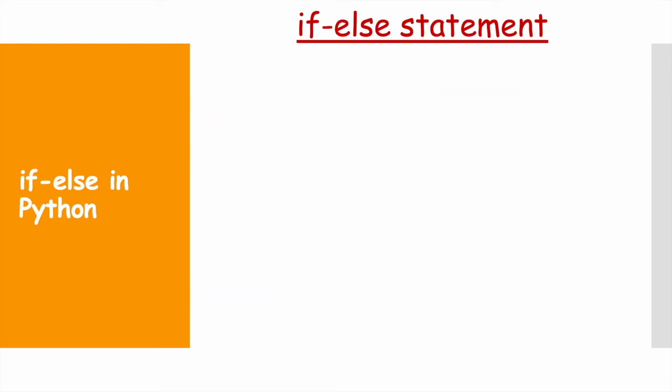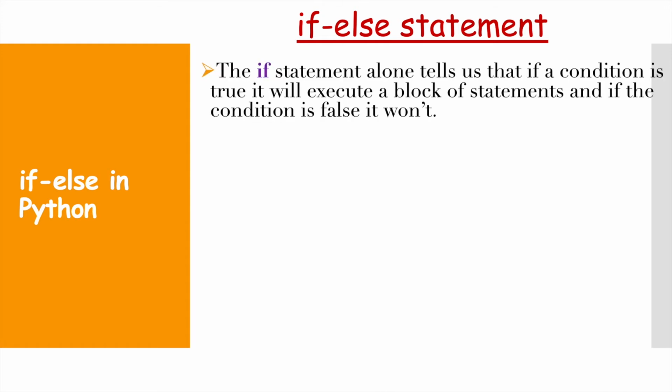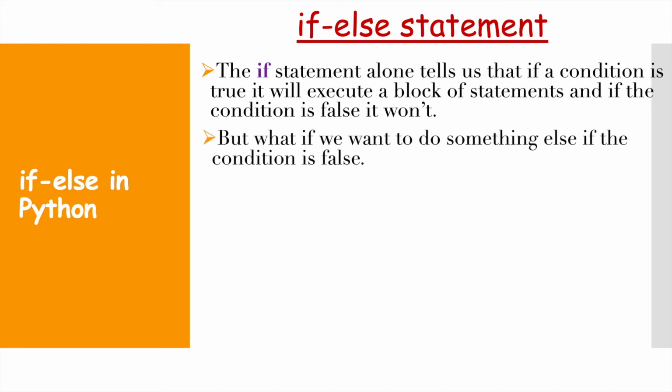Now let's see another type of decision-making statement, that is the if-else statement. The if statement alone tells us that if a condition is true, then it will execute a block of statements, and if the condition is false, then it is not going to execute the block of statements. But what if we want to do something else if the condition is false?